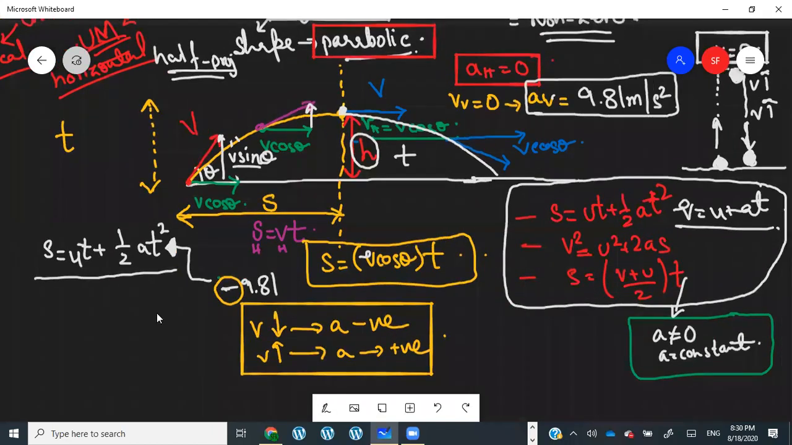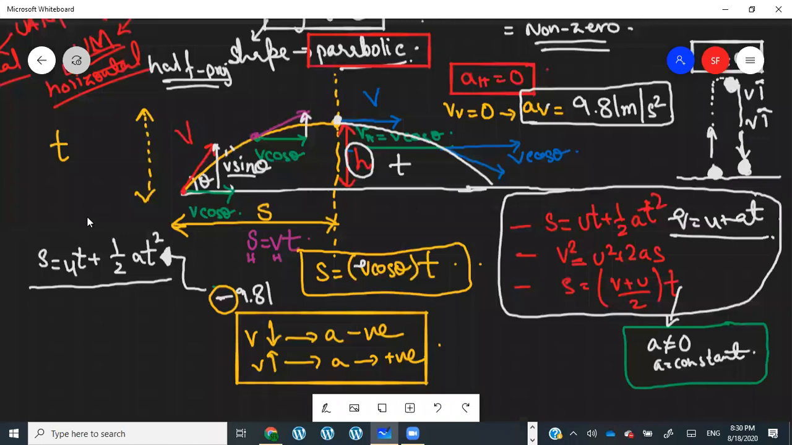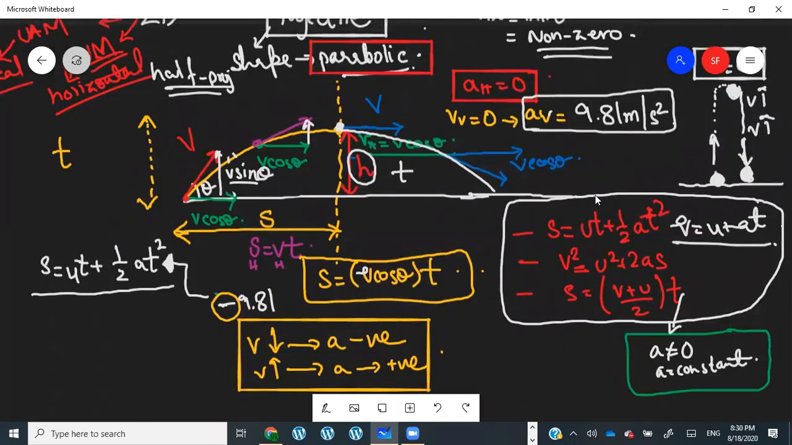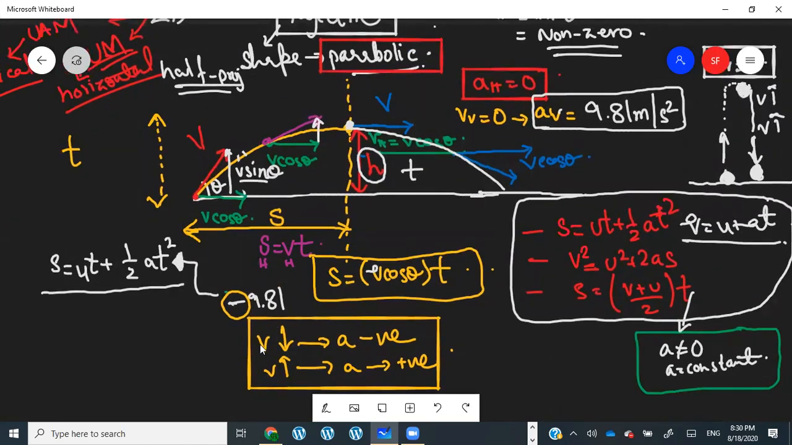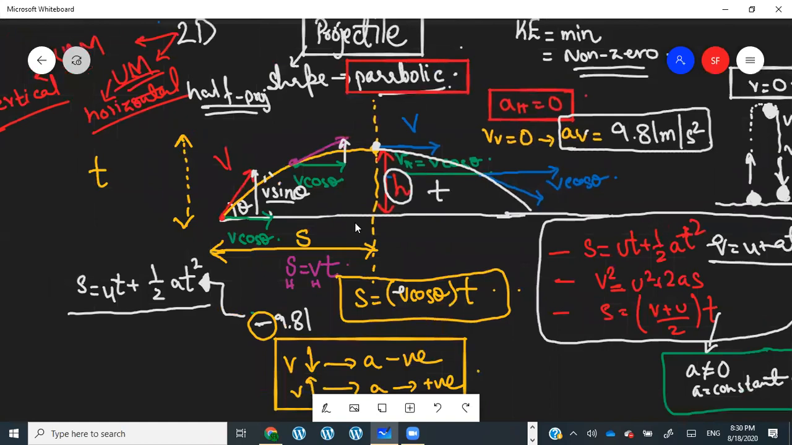Since you've identified these very correctly, we use these equations, and the acceleration is non-zero and constant. Whenever the velocity is decreasing, acceleration is negative. When the velocity is increasing, acceleration is positive. That's why as you go up, acceleration is going to be negative 9.81 because velocity is decreasing. The vertical component of velocity is decreasing, and it's becoming zero at the maximum point.